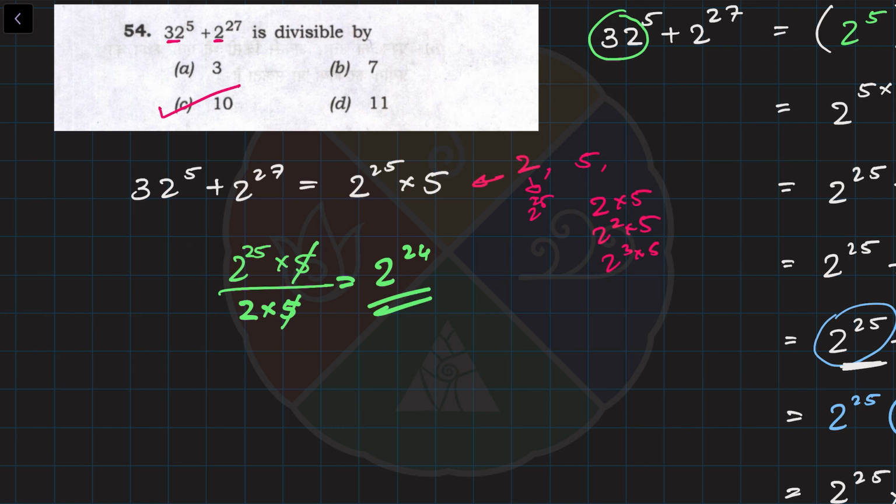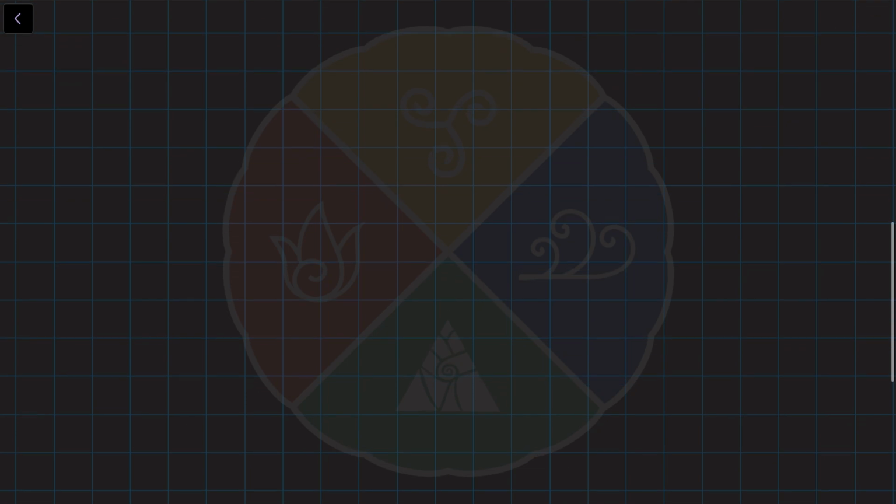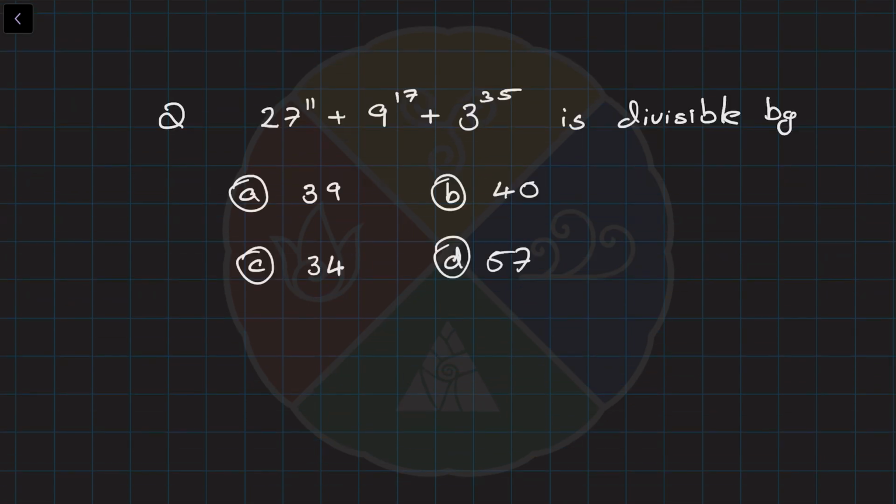Now, the same problem could be done using unit digit, but the problem is that it will not always work. For example, imagine if I give you a different question. Now, if I give you a question like this: 27 raised to 11 plus 9 raised to 17 plus 3 raised to 35 is divisible by which of these given numbers?